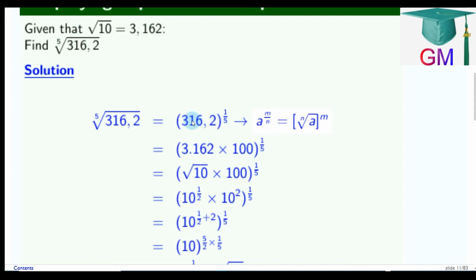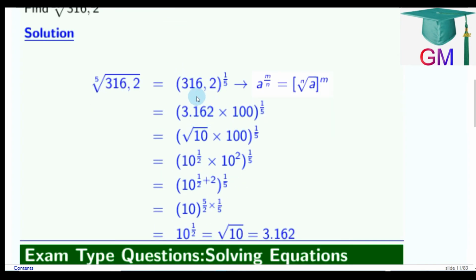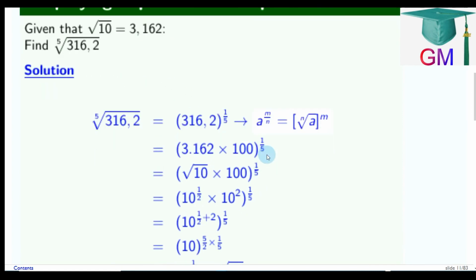This is exactly the same as this, hence the meaning of the equal sign here. The reason why I brought in this type of writing is because I want to find a way of using the provided information. So from there, we know that 3.162 is the same as square root of 10. So I substituted here, 100 comes down, the 1 over 5 is still coming down.